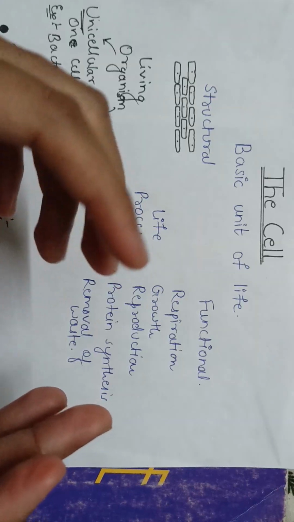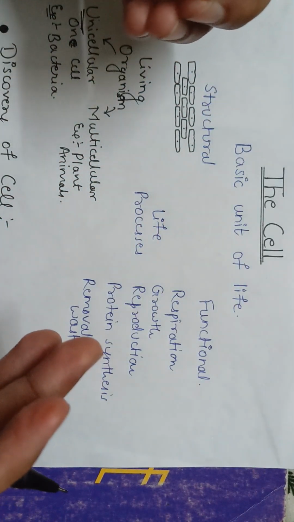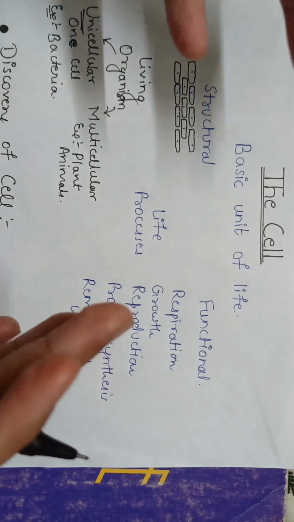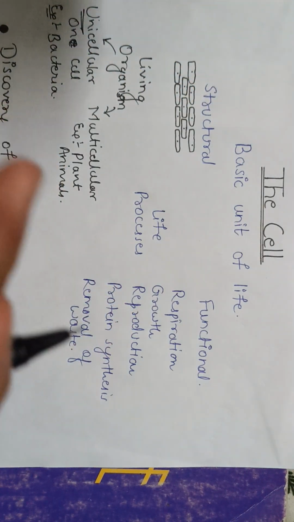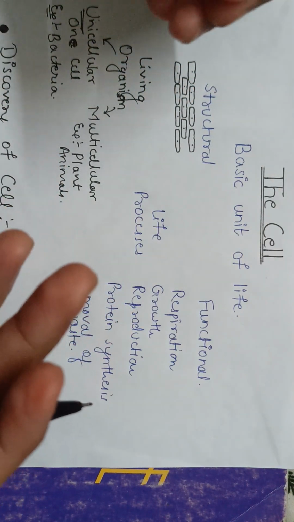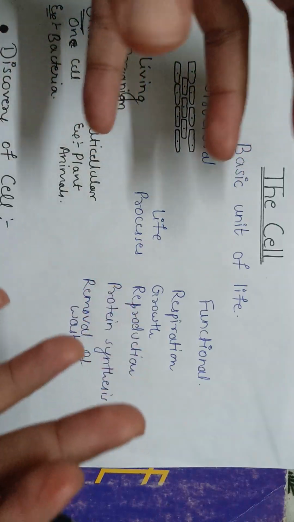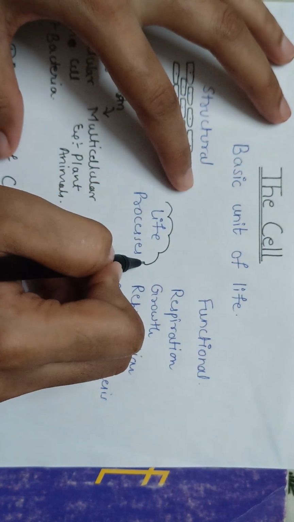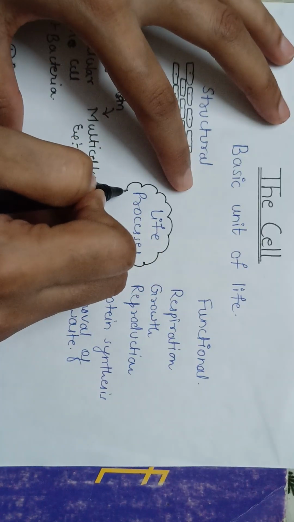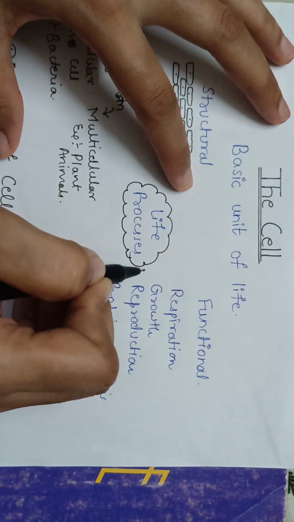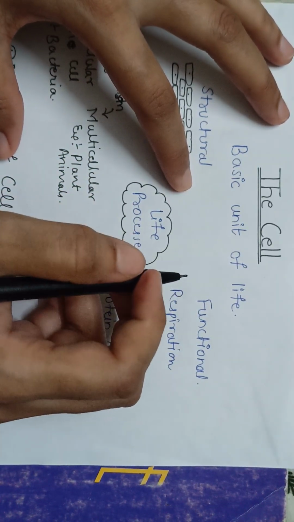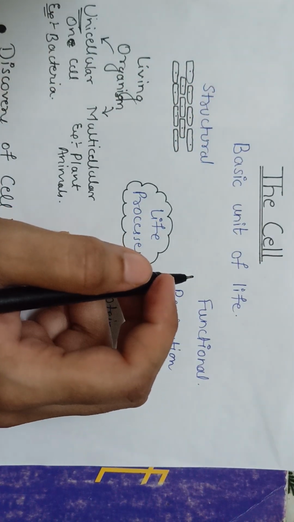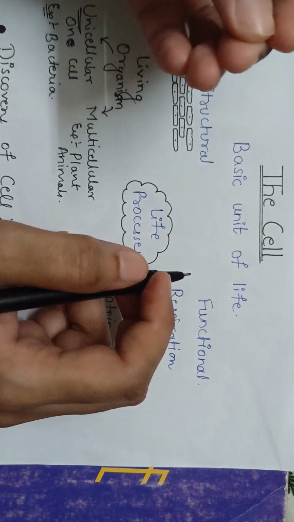Another, functional. Why is the cell called the functional unit of life? It is because cells are the place where all the life processes occur. So what are life processes? Life processes are basically a collective term for all those metabolic processes or chemical reactions that occur in the body of living organisms in order to keep them in a living state.